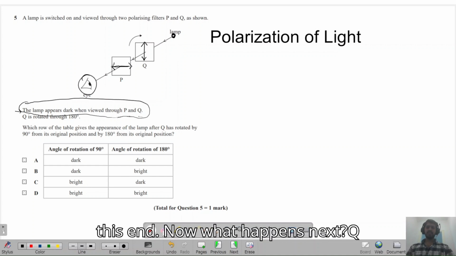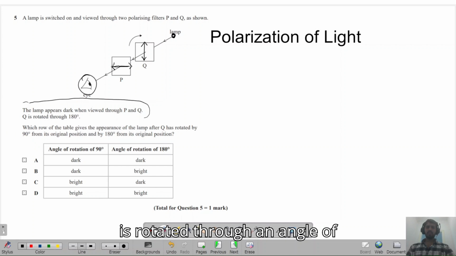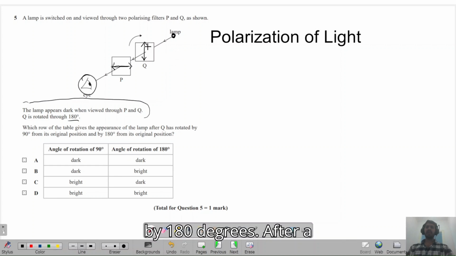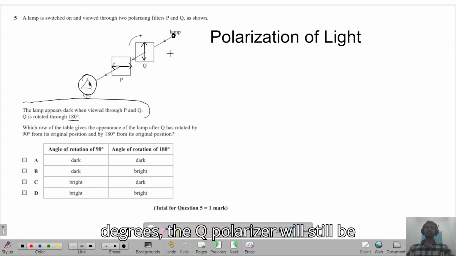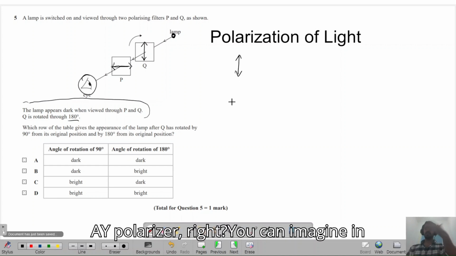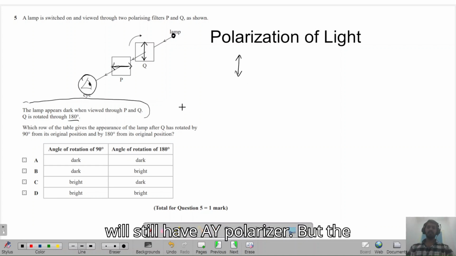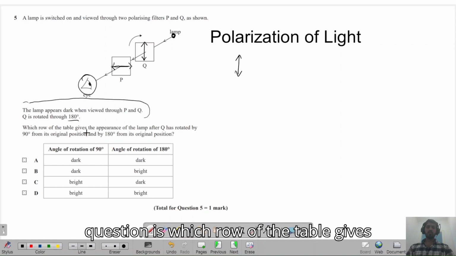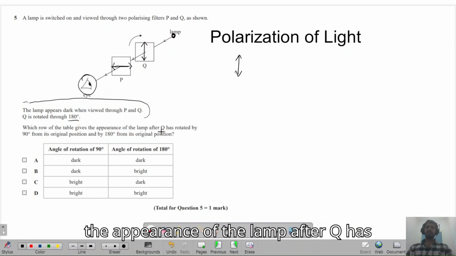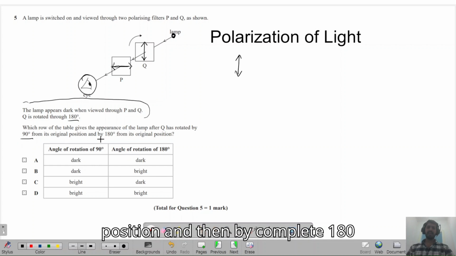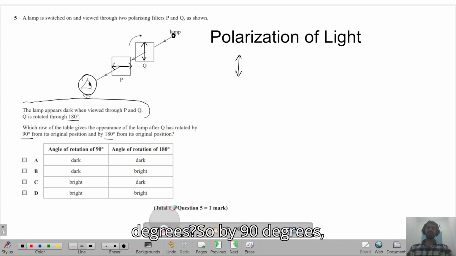Now, what happens next? Q is rotated through an angle of 180 degrees. So imagine rotating Q by 180 degrees. After a complete rotation of 180 degrees, the Q polarizer will still be a Y polarizer, right? You can imagine in your head, rotating it by 180 degrees, you will still have a Y polarizer. But the question is, which row of the table gives the appearance of the lamp after Q has rotated by 90 degrees from its original position and then by complete 180 degrees?